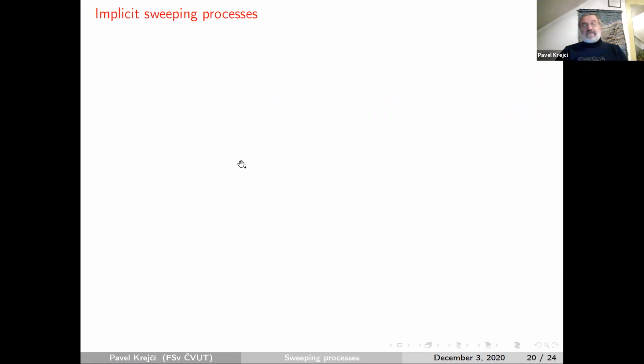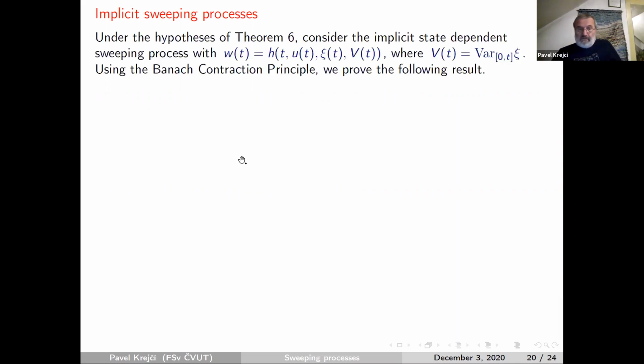And now, since we have Lipschitz continuity, we can think about using the Banach contraction principle to solve an implicit sweeping process, state dependent. So that W can be a function of U, it can be a function of Xi, of the input, it can be a function of the variation of Xi. This choice would correspond to the Gerson model. The W depends on the variation of the plastic state.